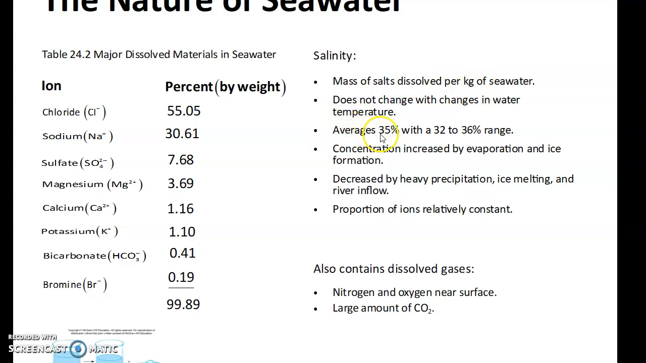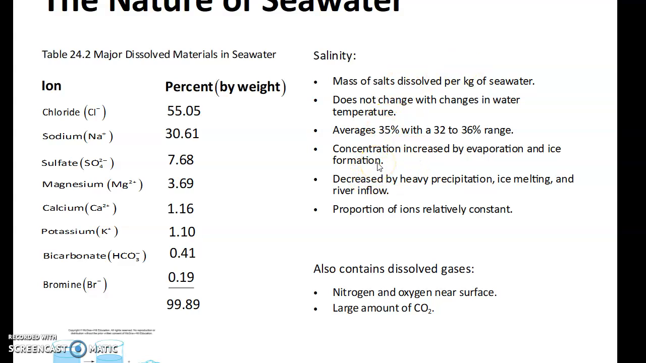It averages 3.5%, with a 3.2 to 3.6% range. That's the percent salinity, right? Not 35%. 3.5%, 3.2 to 3.6. That's the range of salinity in the ocean.